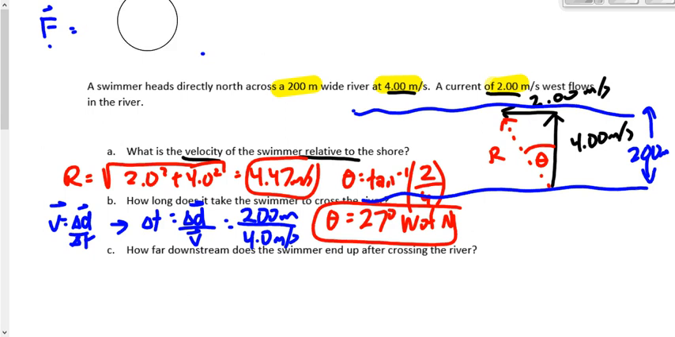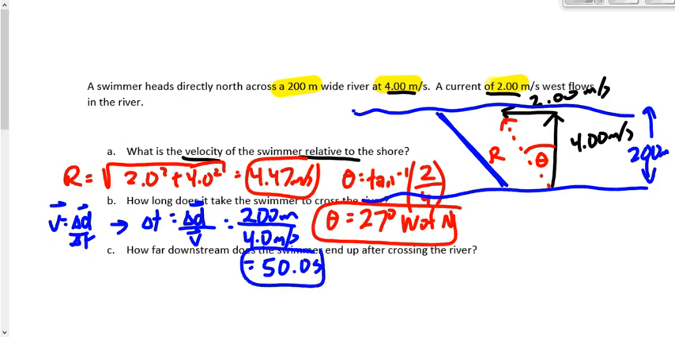So if I'm using V is equal to delta D over delta T, delta D and V must be in the same direction. If I'm using the displacement across the river, then I have to use the velocity across the river. I could use the 4.47, but if I did, I'd have to use that displacement, which I don't know right now. All right, so 200 divided by 4 would be 50.0 seconds. So the answer to question B would be 50 seconds.